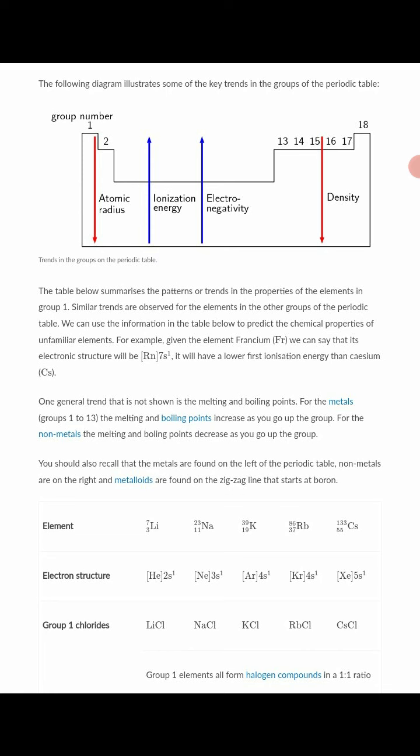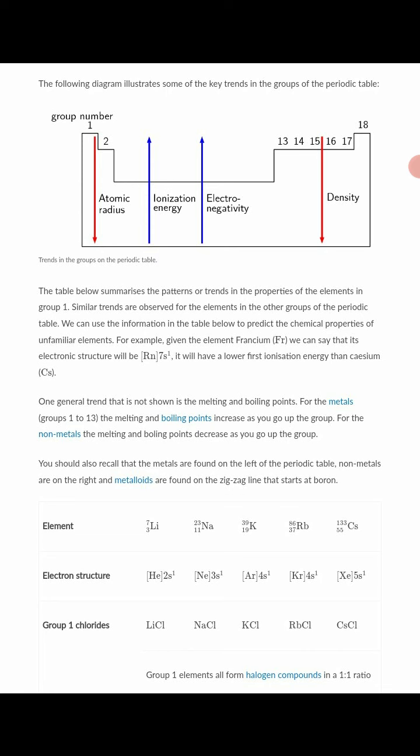Okay, let's see the elements, and you see the electronic structure, and you see group 1 chloride. Now, in summary, we see that the atomic radius increases down the group, ionization energy decreases down the group, electronegativity decreases down the group, then density increases down the group.